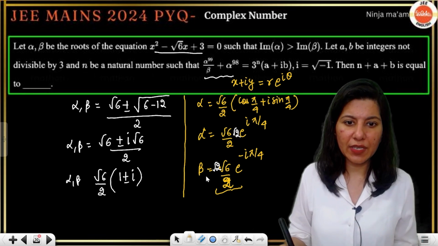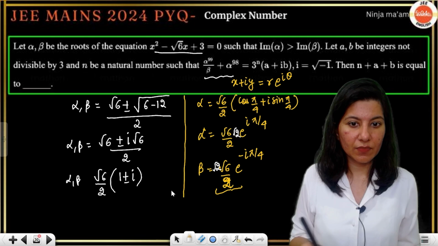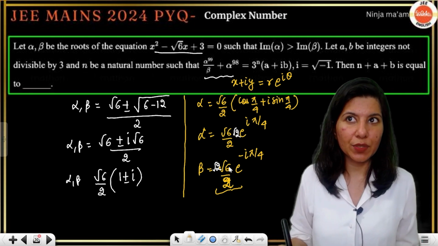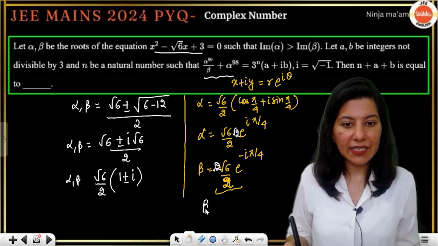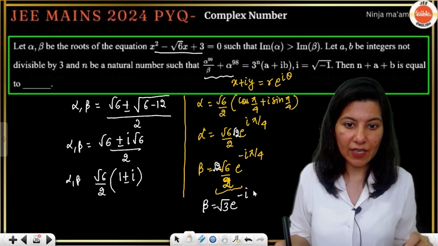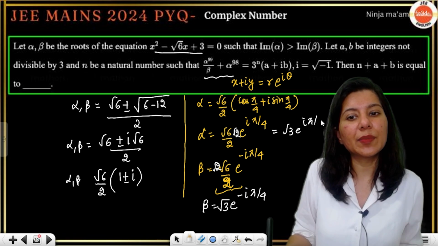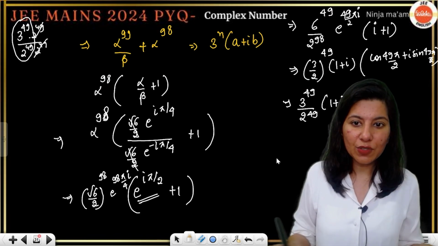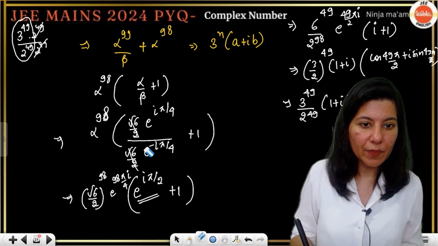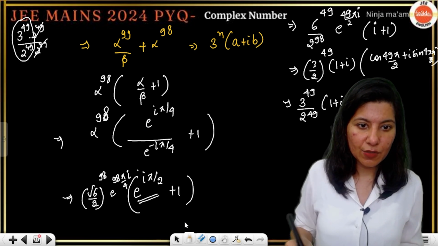Now if you rationalize, the root 12 by 2, now the root 12 by 2 is what? 3. So this beta is actually 3 root 3 e raised to power minus iota pi by 4. And alpha is root 3 e raised to power iota pi by 4. Correct. So root 3 was already there. There was no 2 ever. This is also root 3.